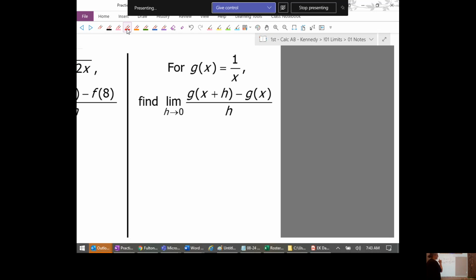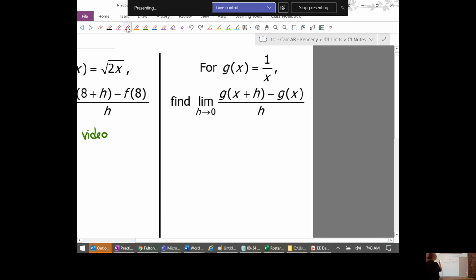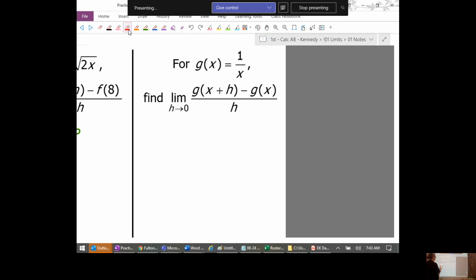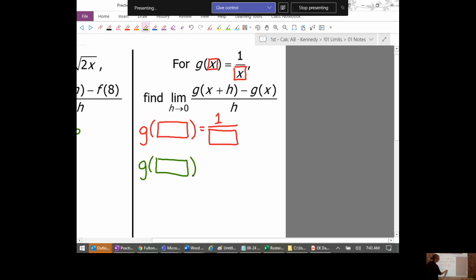But over here on the right, they gave me g of x equals 1 over x, and then I see this weird g of x plus h business. And so one of the tricks that I showed you for dealing with that, mathematically, it doesn't really mean anything, but it might help your brain kind of make sense of it. If g of x equals 1 over x, then g of box equals 1 over box. I'm actually going to write that twice. Once for the first term up top, and then another time for the second term up top.